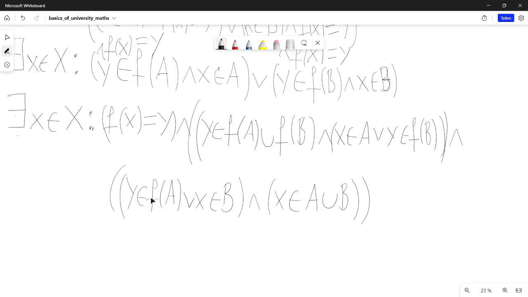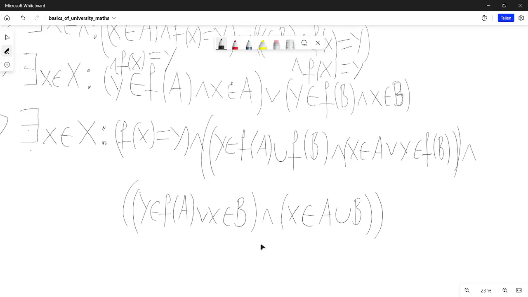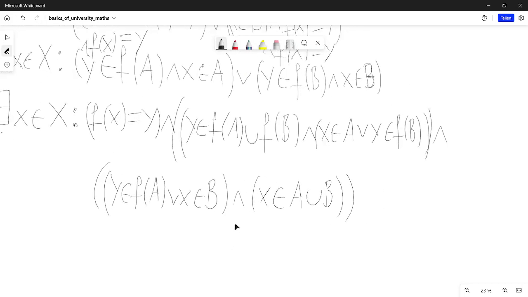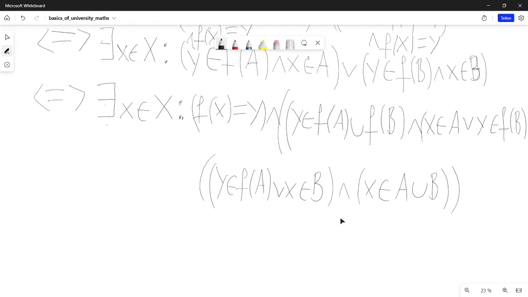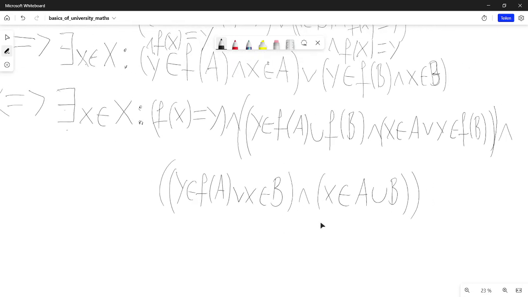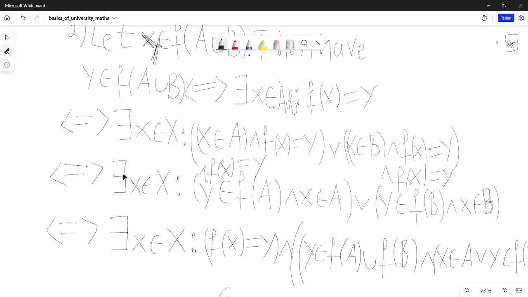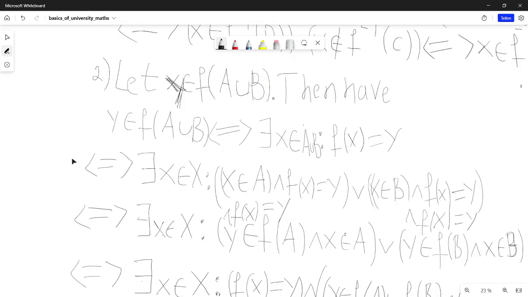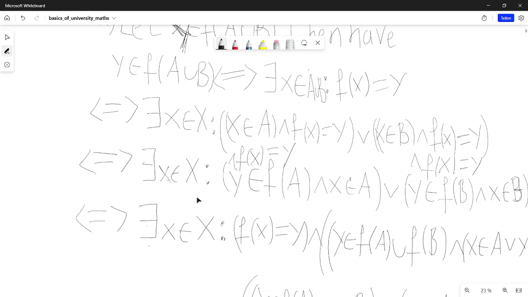Okay, what do we have here? We have y element f of a or x element b, and the ends mean that all is valid at once. All right, x element a, b is no problem, that we have also here.